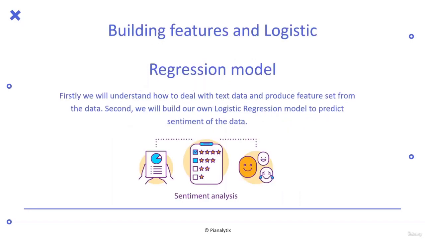First, we will build features from our text data, as ML models can't take strings as input, meaning we can't directly use text data. Second, we will build a logistic regression model. It won't be the class that we use in sklearn, but our own logistic regression model to predict sentiment in the data.